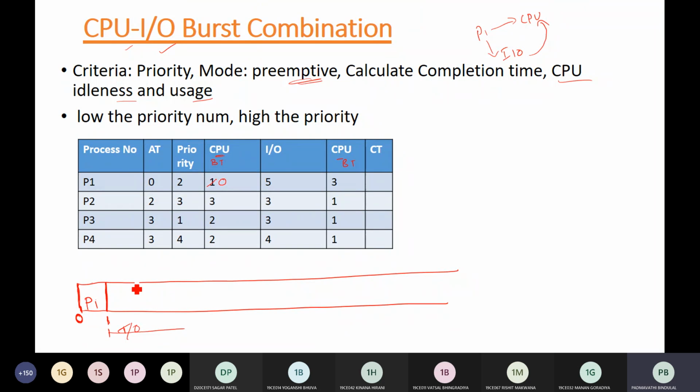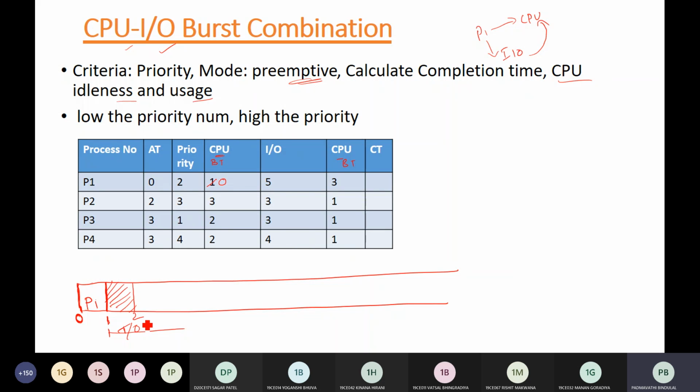Okay. So for one instant of your time, your CPU is idle, because you don't have any process to execute with the CPU and P1 is executing its IO operations. So for 1 unit, your CPU is idle.